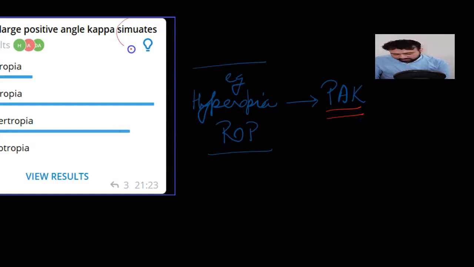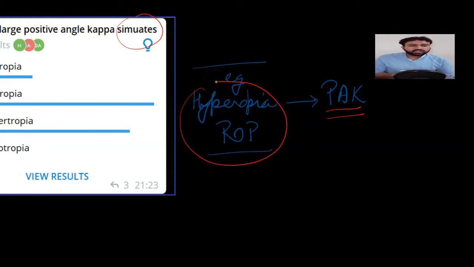Now the question is, why does it simulate? Why is it a pseudo strabismus? Why is it a pseudo exotropia in the case of hyperopia and ROP? The reason is that there is no misalignment of the eyes, because the foveal fixation is still present. It's just that the fovea has been dragged nasally or temporally, in hyperopia, in myopia, in ROP, but there is still foveal fixation. So it's causing a pseudo strabismus and not an actual strabismus.